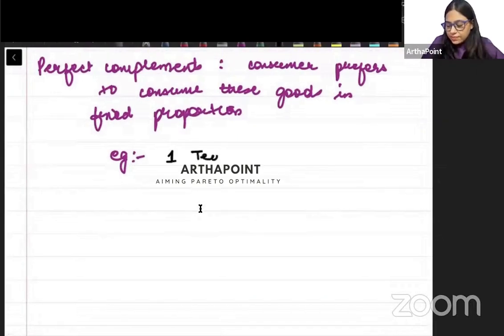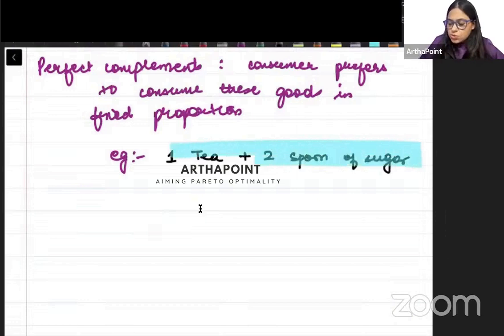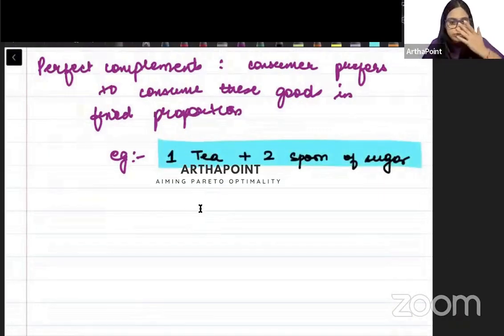To give you another example of this, suppose I tell you that there is one tea which I like with 2 spoons of sugar. I like my one tea with 2 spoons of sugar, right? Then this is also complementary goods. एक चाय हमेशा 2 चम्मच चीनी के साथ ही कंज्यूम करते हैं, right?